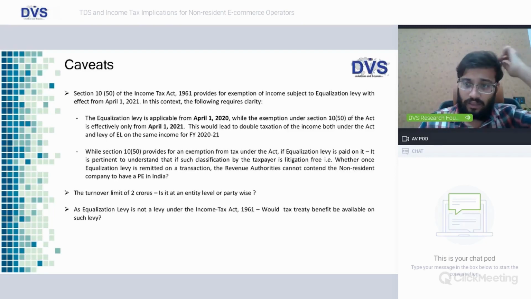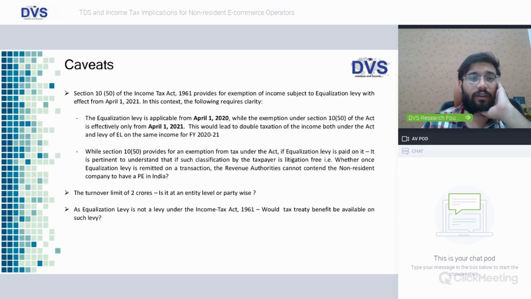Caveats again, section 10(50), which deals with providing exemption of income subject to equalization levy. So once there is an equalization levy on certain income, there is an exemption provided under section 10(50). However, there is an ambiguity here wherein the equalization levy is applicable from 1st April 2020, but exemption is available from 1st April 2021. So there would be issues in terms of double taxation for the year 2021.